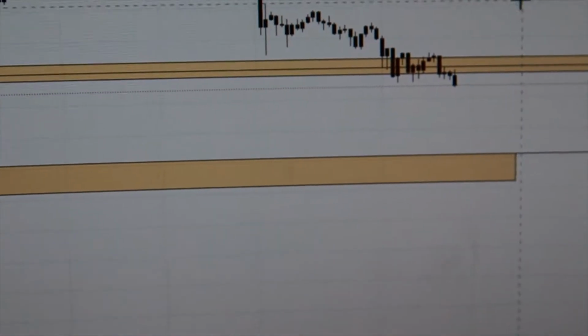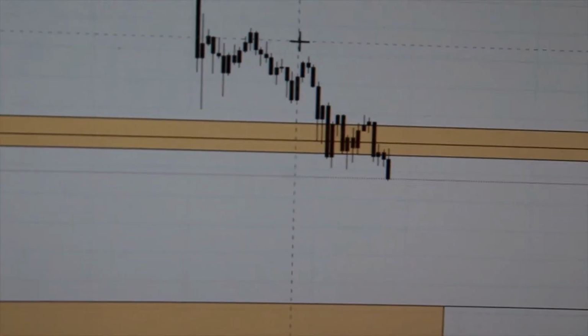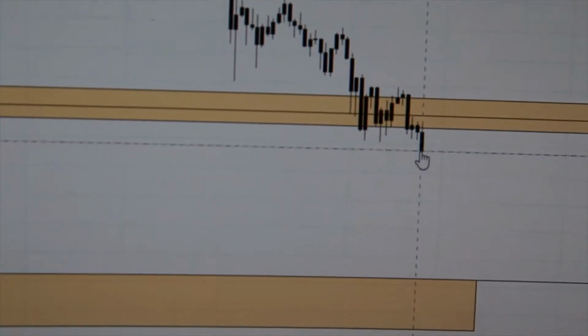We're currently just hovering around this area at the moment on the 4 hour, but I am seeing a series of lower lows and lower highs. There was a bit of support here, but we've broken that.